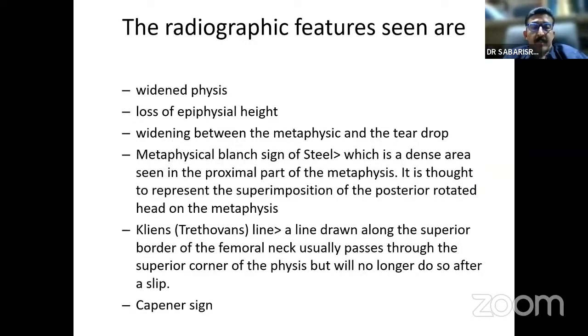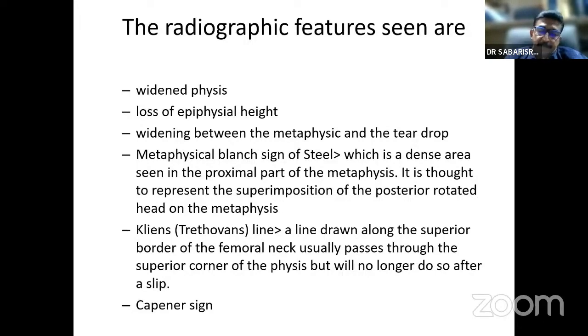And there's another sign called the metaphyseal blanch sign of Steel. Like in Perthes disease, also here you can see there's an overlap of the epiphysis with the metaphysis, and that is called the head on the metaphysis or the metaphyseal blanch sign of Steel. Then another sign called Trethowan's sign. You draw a line along the superior aspect of the neck. Normally, it cuts a portion of the epiphysis, but in slip, because the metaphysis is anterior and superior, the line will not cut the epiphysis, and that's called Klein's line or Trethowan's sign.